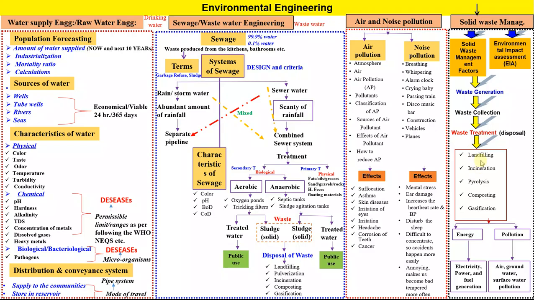So for waste treatment, we have different methods like landfilling, incineration, pyrolysis, composting, and gasification. We can get energy, because these are called thermochemical technologies used for electricity, power, and fuel generation.